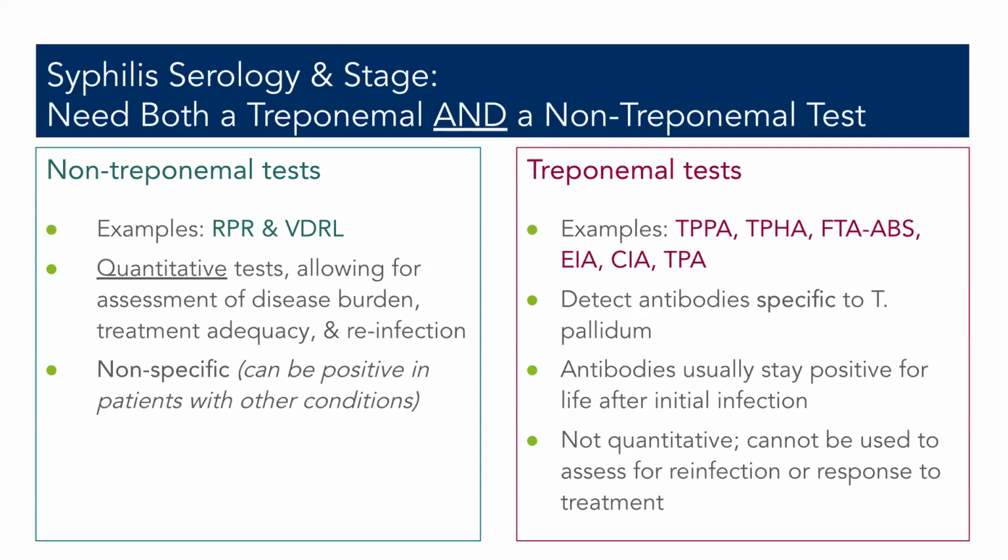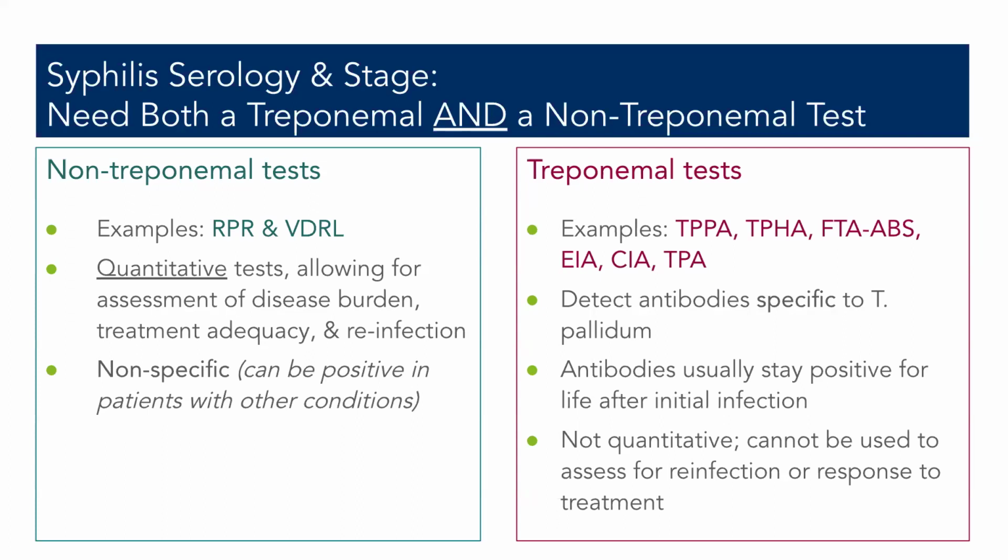So the non-TREP test is either an RPR or a VDRL, and those are quantitative tests that allow for the assessment of disease burden and also to follow your treatment adequacy. And they're non-specific. They can be positive in patients with other conditions. Particularly, we've seen positives in people with HIV and with rheumatoid arthritis. Those are 2 places where you can get a falsely positive RPR.